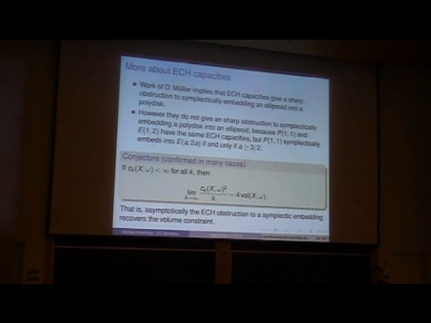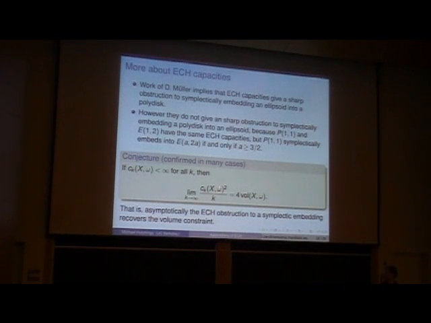However, one neat fact is that if you look at the asymptotics of these capacities, then they recover the symplectic volume. That's a conjecture, which is true in all known cases. It can probably be proved by studying Taubes' work more carefully. If you look at c_k squared over k, then in the limit, that's just 4 times the volume of X. So if I look at the obstruction to embedding X_0 into X_1, and I take k going to infinity, then what that obstruction is telling me is the obvious fact that the volume of X_0 is less than or equal to the volume of X_1.